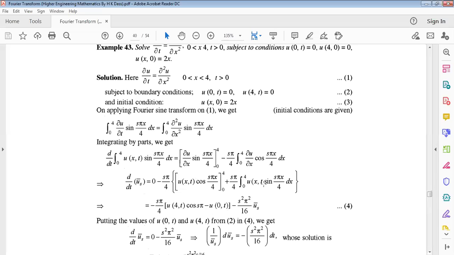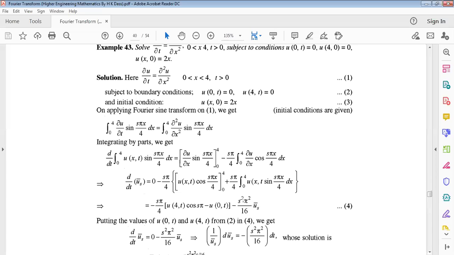This integration will be u(x,t) sin(s pi x/4). This is the Fourier transform of what? Of u. This whole thing indicates the Fourier transform of u, and this is the sine transform. Remember it. This is why u bar s.